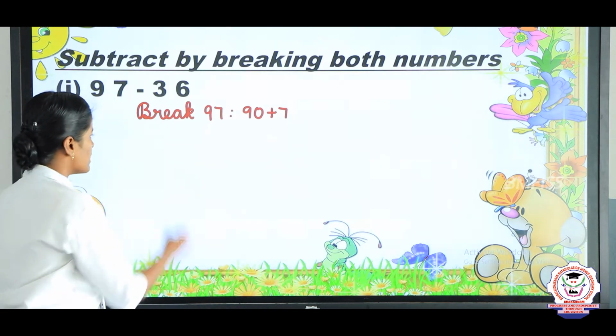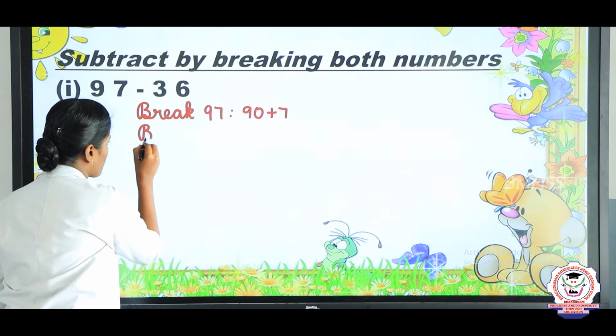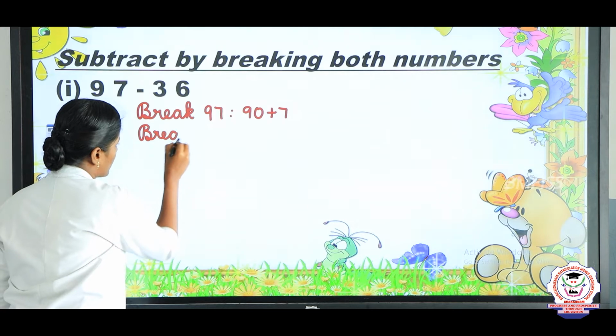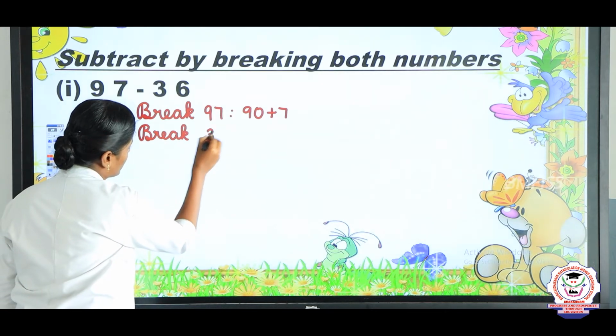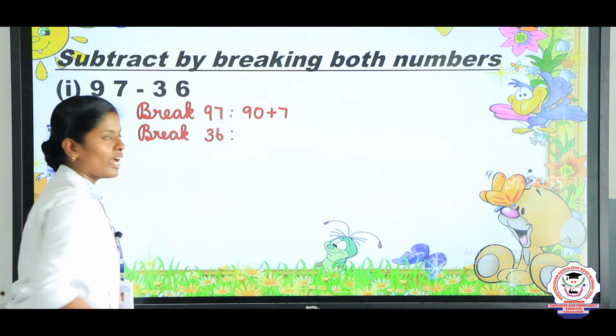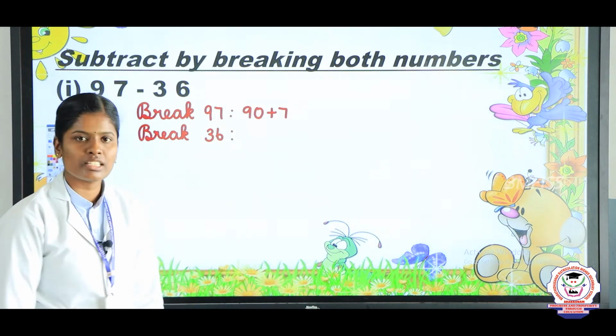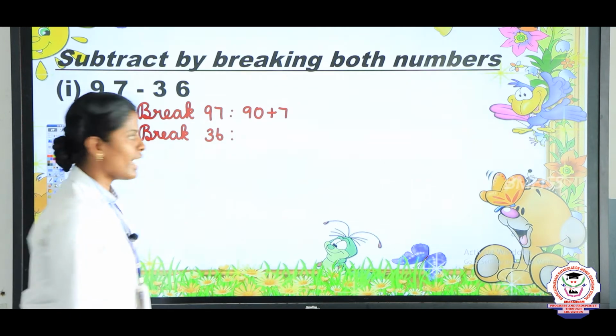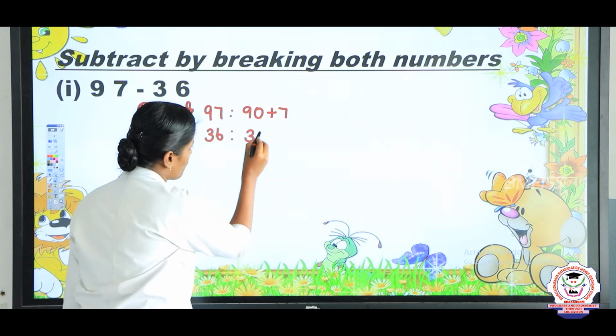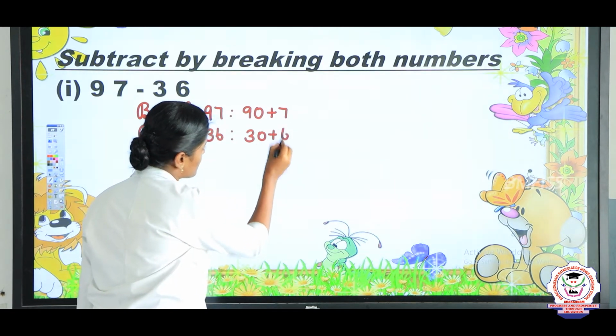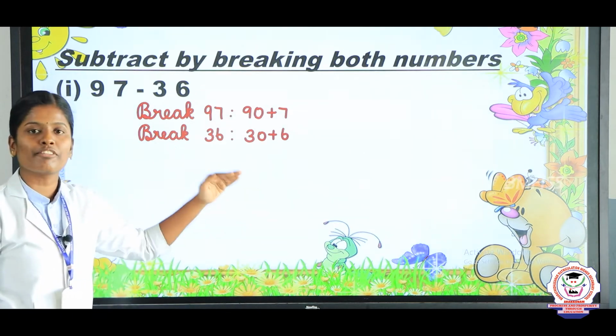Next we will take 36. Break 36. Nani, tell the answer. How do we break the number 36? Very good. The answer is 30 plus 6. So, this is our first step.